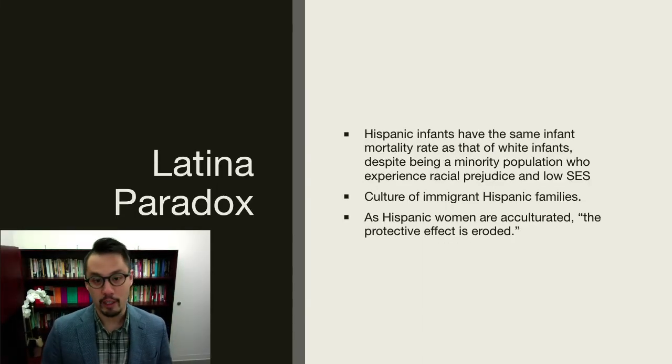So what is called the Latina paradox is puzzling, precisely because Hispanic infants have the same infant mortality rate as that of white infants, despite being a minority population who experience both racial prejudice as well as low socioeconomic status and relatively less education. Now, it turns out that many people have postulated that this is largely due to the culture of immigrant Hispanic families, right, as well as the unique structure of their family life. Which is why some people have suggested that as Hispanic women are acculturated, the protective effect is actually eroded, right? So as Hispanic women are more assimilated into American culture, the Latina paradox goes away.